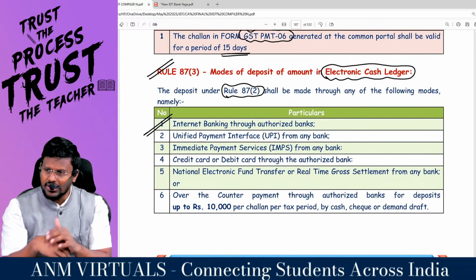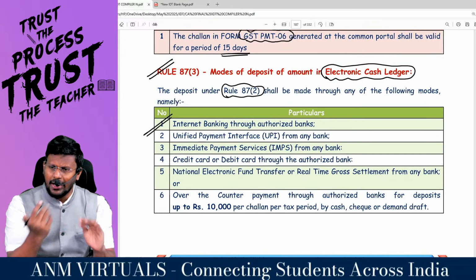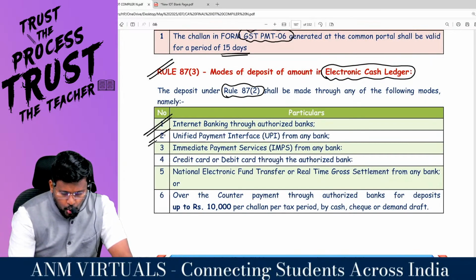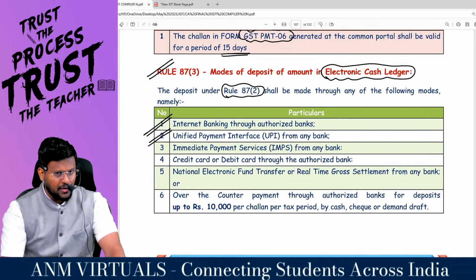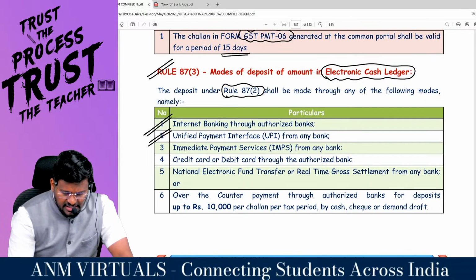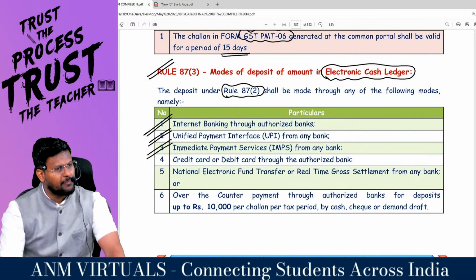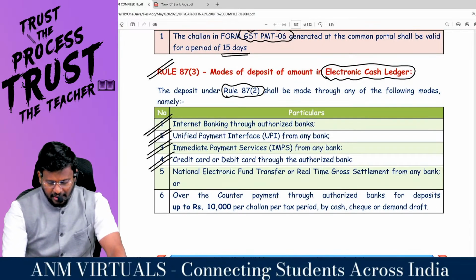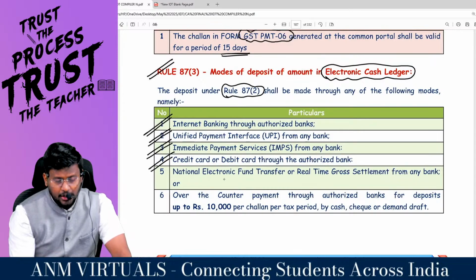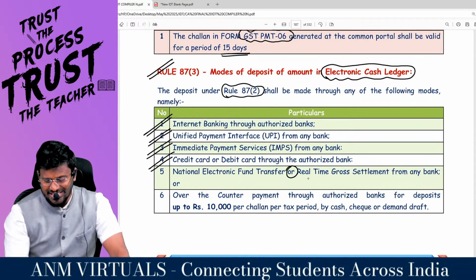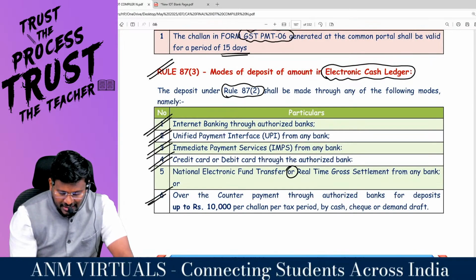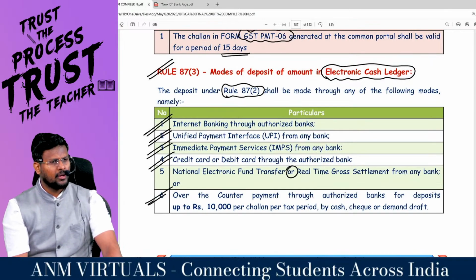By using the bank account itself, we can make the payment to the electronic cash ledger, through UPI, unified payment interface from any bank, or IMPS, immediate payment service from any bank, credit card or debit card through the authorized bank, NEFT, that is National Electronic Fund Transfer, or RTGS, real-time gross settlement from any bank, or over the counter payment.